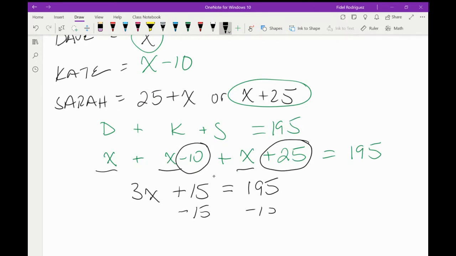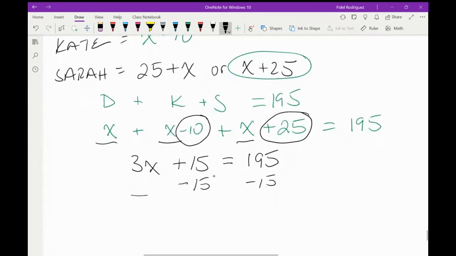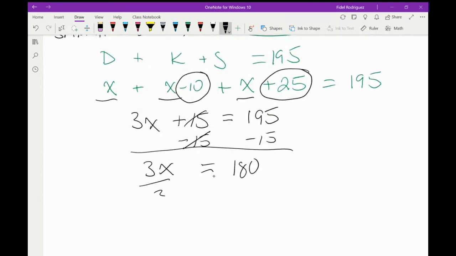All right, so now we're going to solve for x, so we're going to get rid of this 15 by subtracting it. And we're going to end up with 3x. These are going to cancel. So 195 minus 15 is 180. And then we'll go ahead and divide both sides by 3. And x is coming up to 60, right? Okay, so we found x.